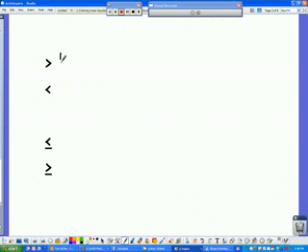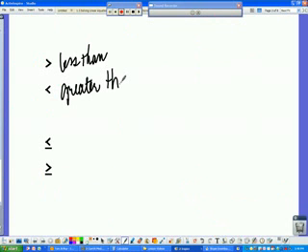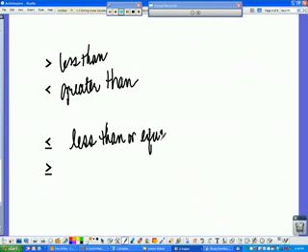So a less than, a greater than, a less than or equal to, or greater than or equal to.